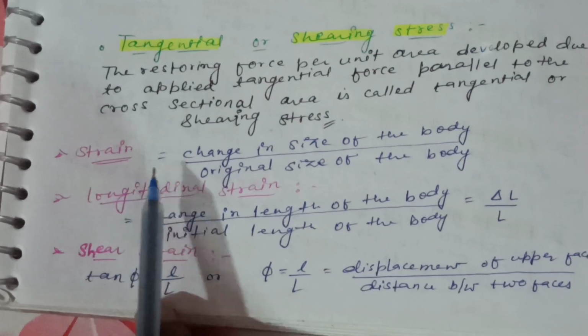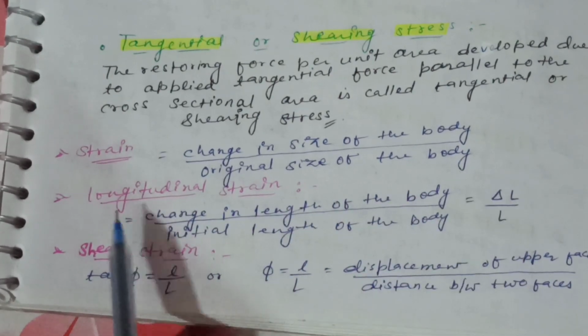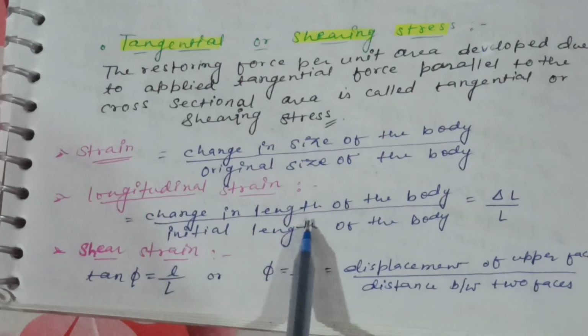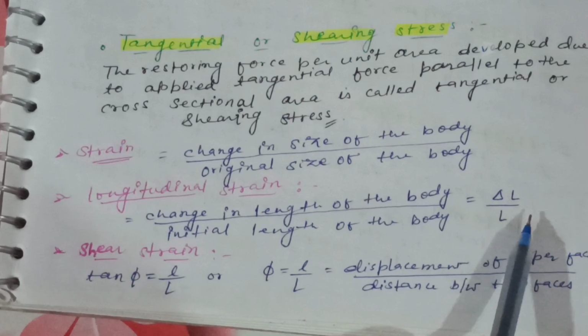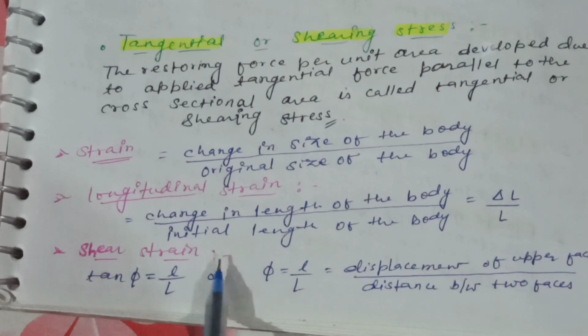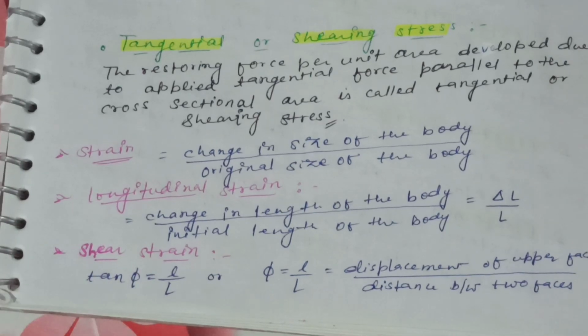Now, strain. Change in size of the body upon original size of the body. Longitudinal strain. Change in length of the body upon initial length of the body, delta L upon L. Shear strain. Tan phi is equal to l upon capital L, or phi is equal to small l upon capital L. Displacement of upper face upon distance between two faces.